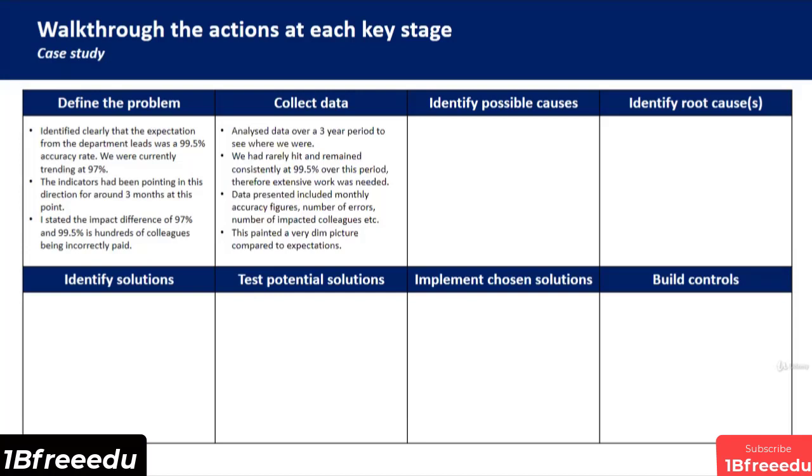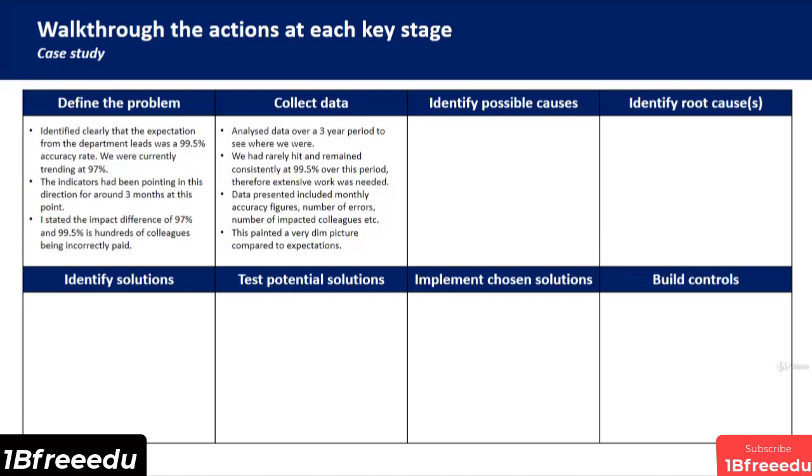I then went on to collect my data, and I analyzed data over a 3-year period to see where we were. I wanted to understand, is this part of a bigger picture or is it more of a recent trend? And I noticed that we'd actually rarely hit and remain consistently at 99.5% or over this period. Therefore, extensive work was actually needed. Data was presented in monthly accuracy figure form, number of errors, and the number of impacted colleagues, and this painted a very dim picture compared to expectations.